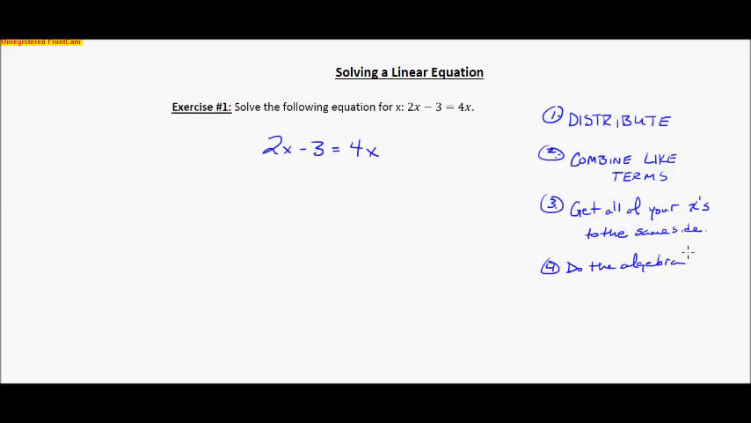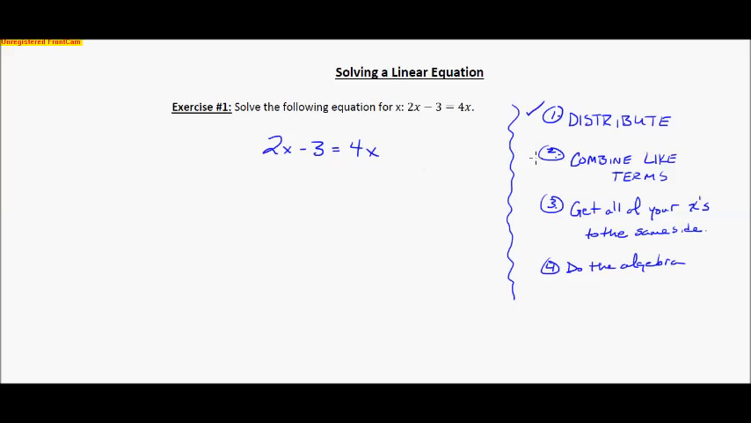A few years ago, I started using this list with people, and I think it helped people who said, I don't know what to do first, I don't know what to do second. So let's keep that list over there and try to solve this equation. The first thing is distribute, and if you're going to distribute, you'll have parentheses in the equation somewhere. We don't have any, so we can skip number 1. The second thing is combine like terms.